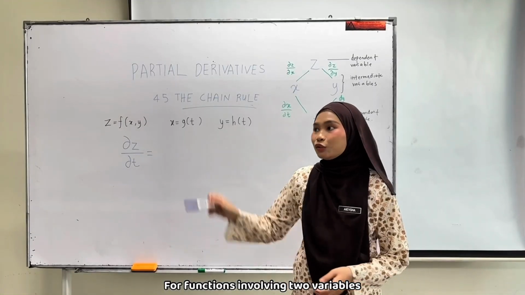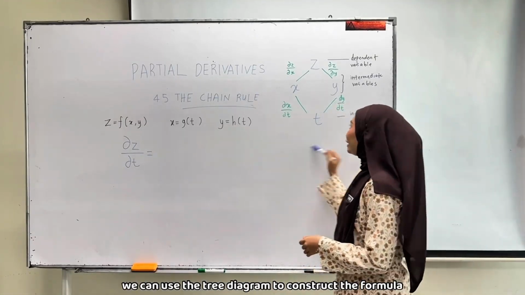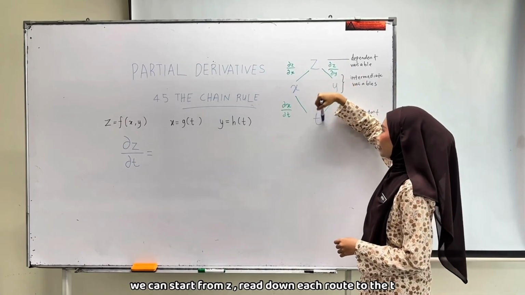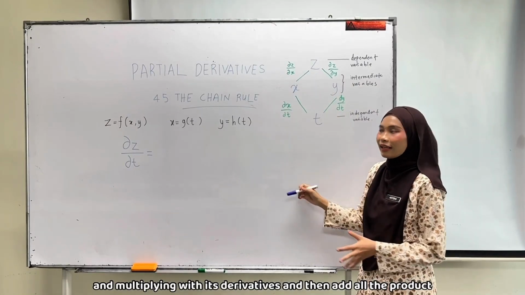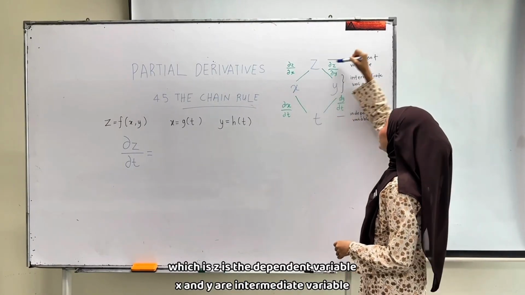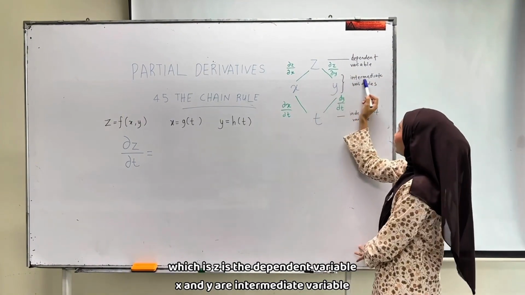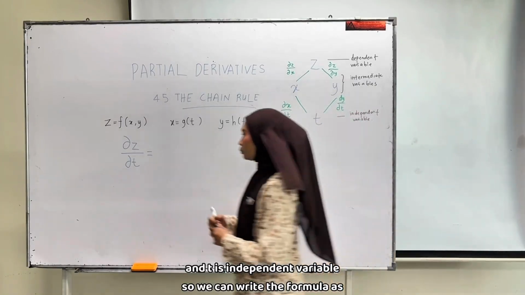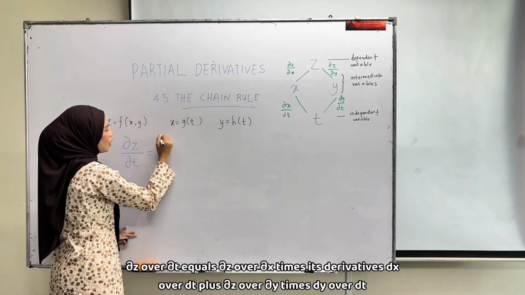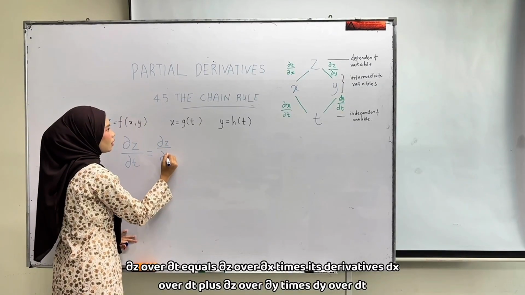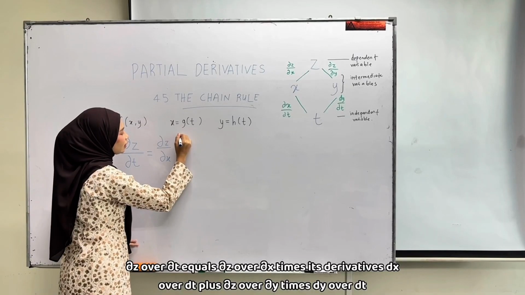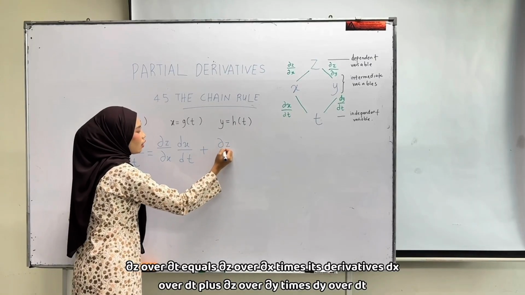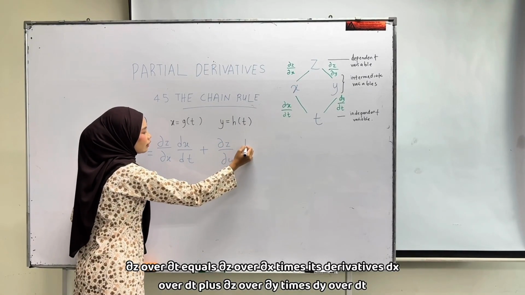For functions involving two variables, we can use a tree diagram to construct the formula. We start from z, follow each branch down to t, multiplying its derivatives, and then add all the products, where z is the dependent variable, x and y are intermediate variables, and t is the independent variable. So we can write the formula as partial z over partial t equals partial z over partial x times its derivative, which is dx over dt, plus partial z over partial y times its derivative dy over dt.